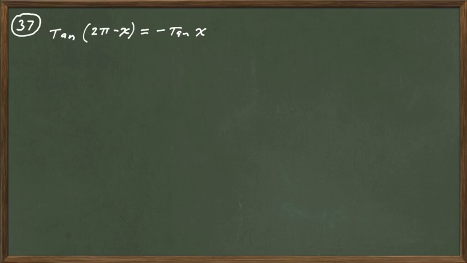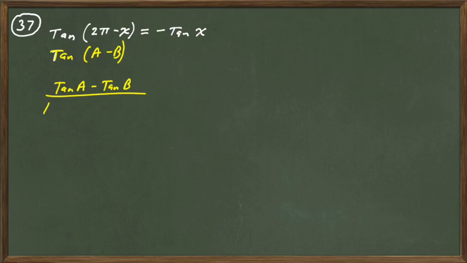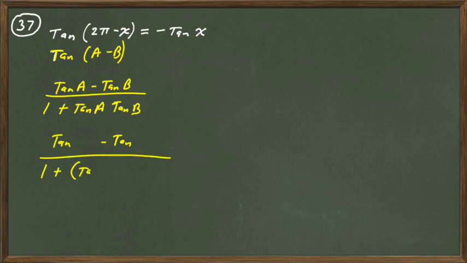So we want to verify this. So I know that, let me do it in a different color. Tangent of A minus B is going to become tangent of A minus tangent of B all over 1 plus tangent of A times tangent of B. So pretty much I just need to fill these in. Give me a second and we'll fill in what A and B are. So what is A? 2 pi. What is B? X.